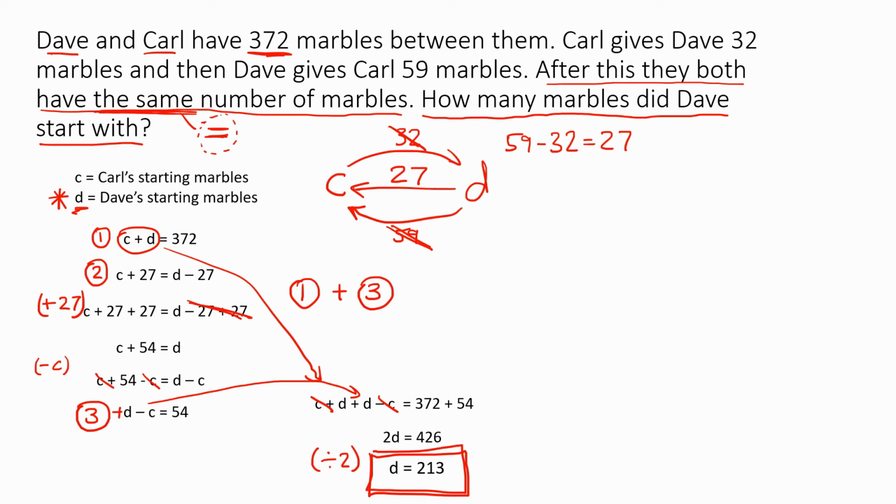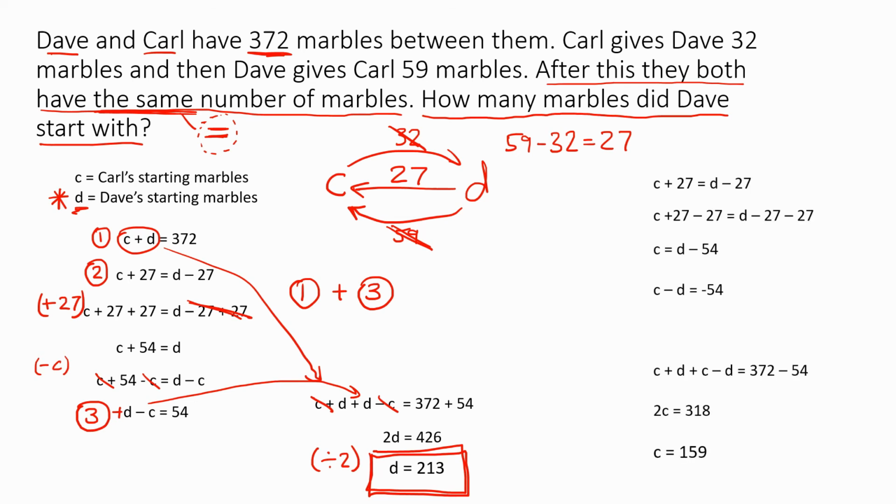Now, even though we have worked it out that way, there are other ways of doing it, although they won't quite be as quick. So, for example, let's say that we start off with our equation number 2 again, but this time we subtract 27 from both sides. This will give us C plus 27 minus 27 equals D minus 27 minus 27. So plus 27 minus 27 cancels out, and so we have C equals D minus 54.